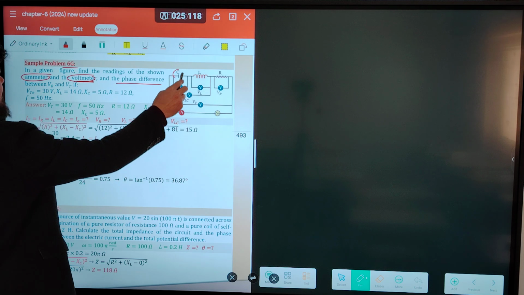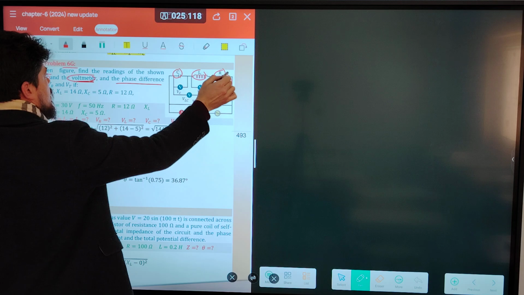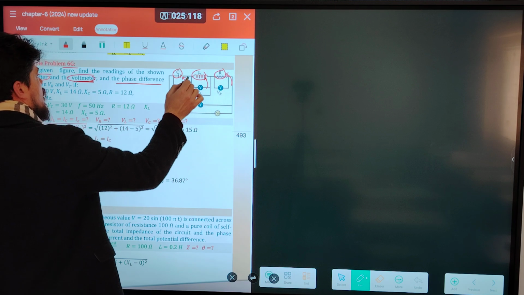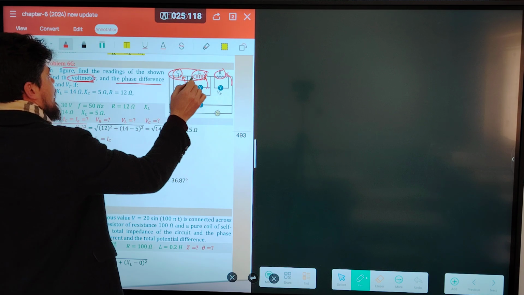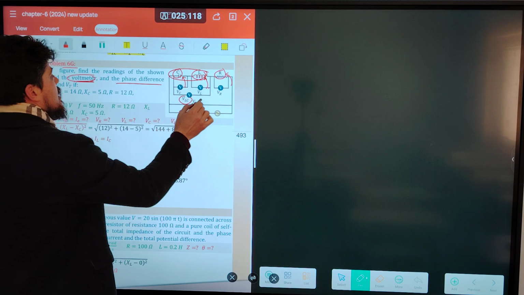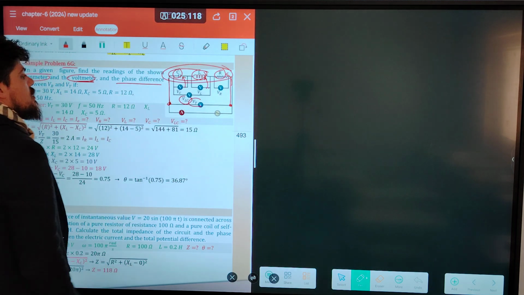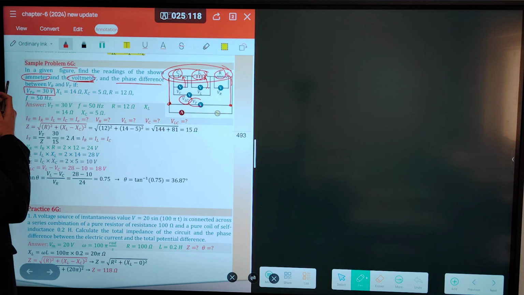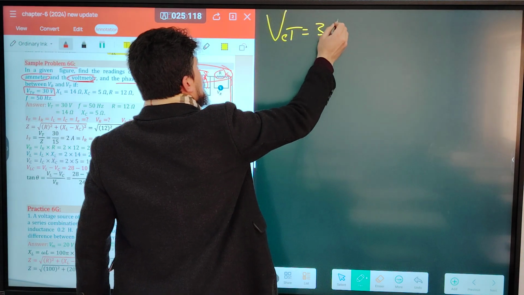Guys, look at the circuit. We have capacitance, inductance, resistance. Potential difference across pure resistance. Potential difference across inductance. Potential difference across capacitance. And also we have potential difference across capacitance and inductance, VLC. And also we have potential difference across all of them, V total. But V total effective is given, guys. VE total. Do we have VE total? Yes. VE total is equal to 30 volts.